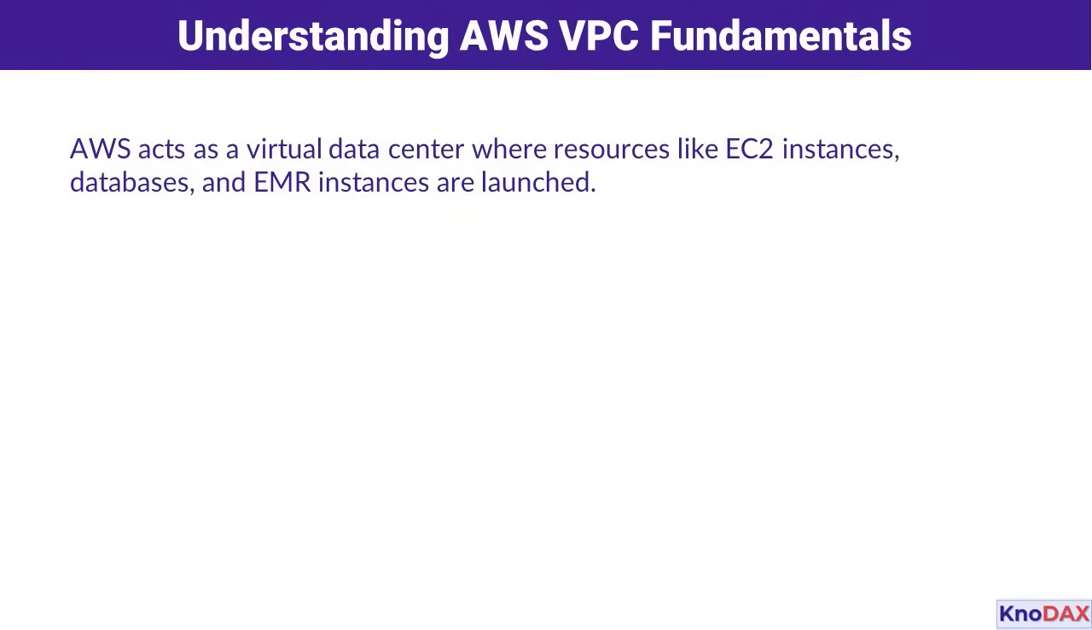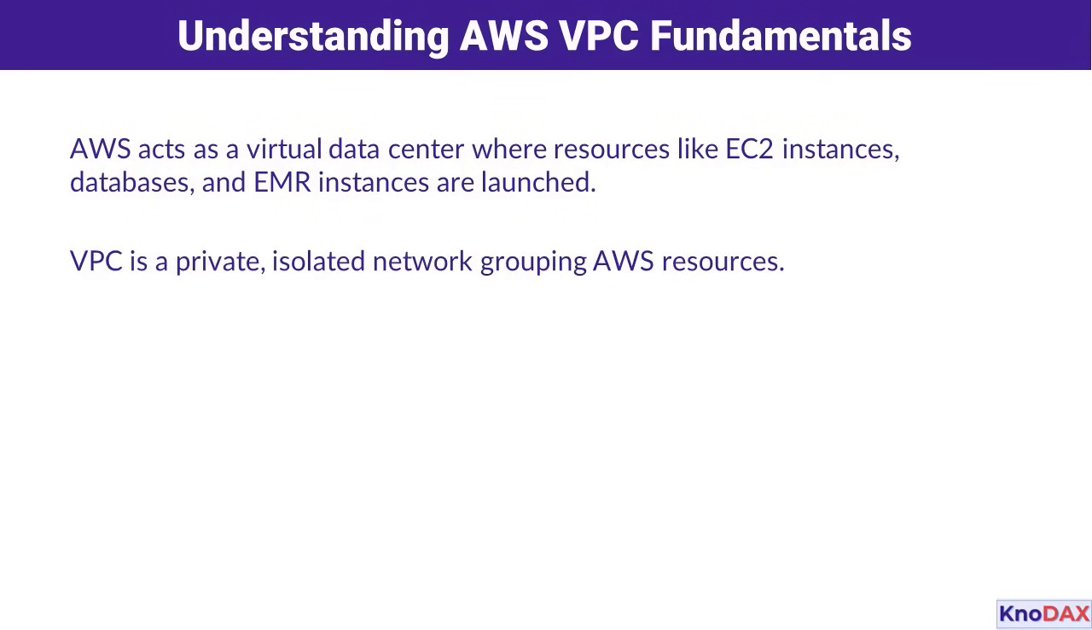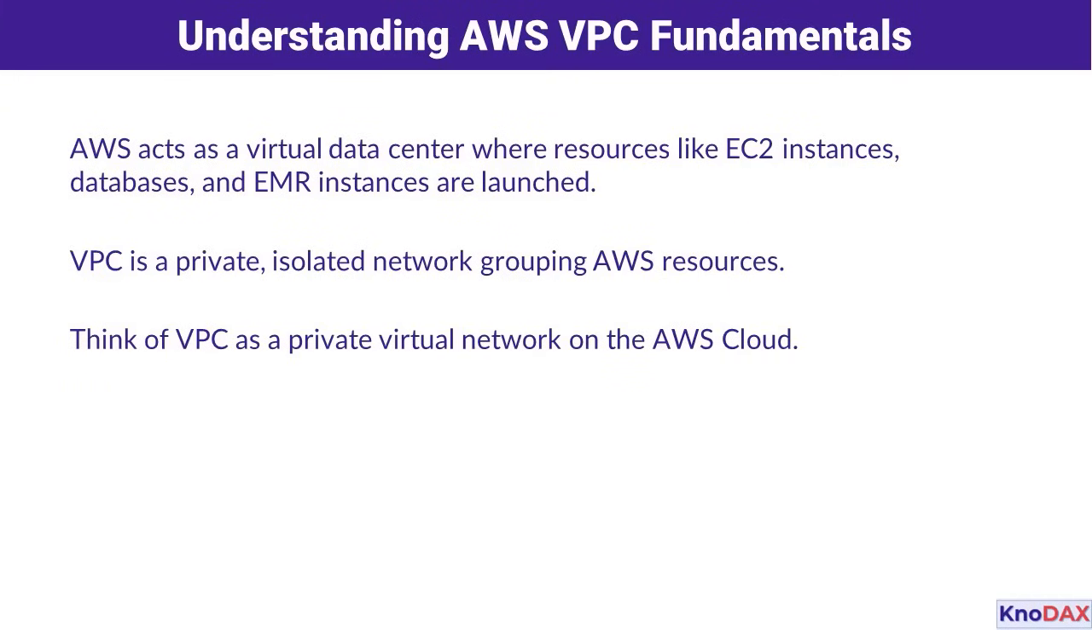AWS VPC acts as a virtual data center in the cloud, allowing you to launch and group resources like EC2 instances, databases, and EMR clusters. Think of it as a private, isolated network within AWS, where you have complete control over your networking setup. With VPC, you can define your own IP address range, create subnets, configure route tables, and manage gateways to direct traffic. It enables you to securely connect resources within your network and control their exposure to the internet. Essentially, a VPC provides the flexibility and scalability of the AWS cloud while maintaining the familiarity of a traditional data center setup.